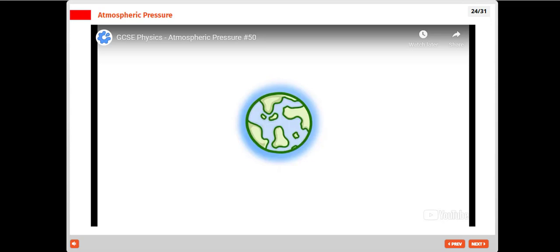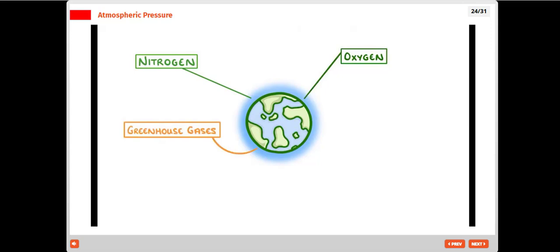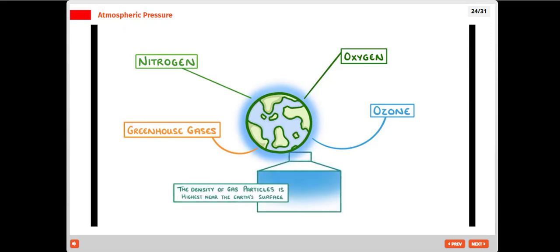If you think about the Earth's atmosphere, it's basically a thin layer of gases that surrounds our entire planet, made up mostly of nitrogen, but also with a fair bit of oxygen, which allows us to breathe. It also contains the greenhouse gases that keep the planet warm, and the ozone layer, which keeps out the most harmful radiation. Importantly though, the density of the gas particles is highest near the Earth's surface, and the pressure then gets smaller and smaller the further away from the Earth you get.